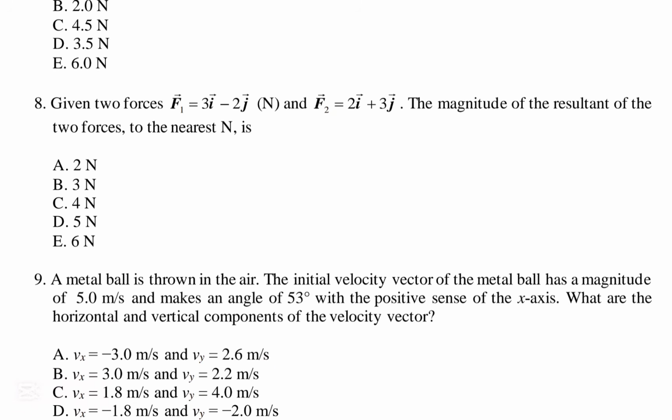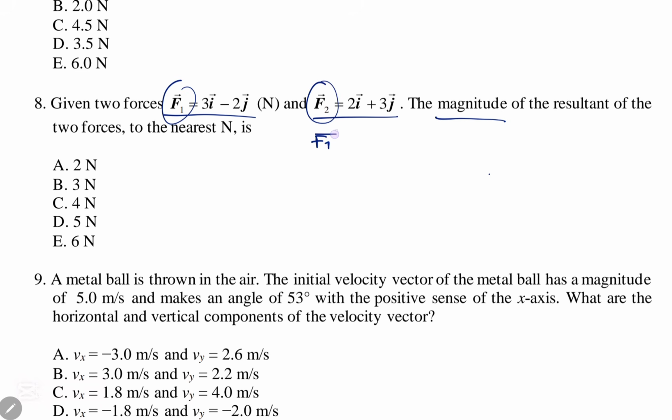Now we'll move on to question number 8. What does it say? Given two forces, F1 is 3i minus 2j newtons, and F2 is 2i plus 3j newtons. They want the magnitude of the resultant of the two forces to the nearest newton. Here we have to pay attention to something extremely important. They are mentioning the magnitude, but we need to combine the two forces, F1 and F2. We need to get the resultant, so we need to add them together.